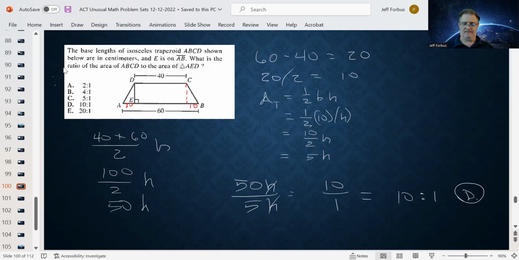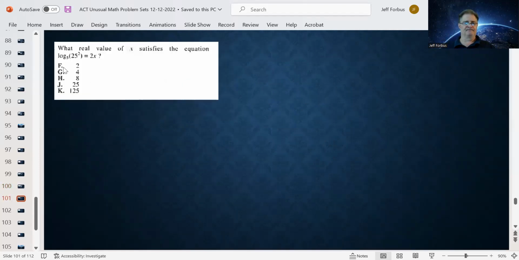Okay, let's move on. Logarithm: what real value of x satisfies the equation? So here's our equation. It is log base 5 of 25 squared is equal to 2 times x.